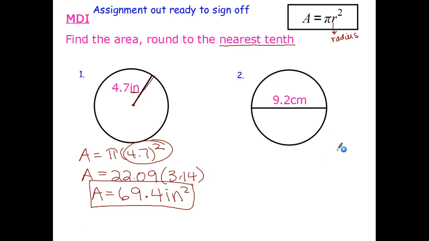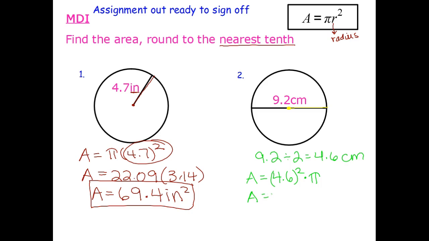On the second one, we have to be really careful because this 9.2 represents the diameter, but we only want the radius. So in order to find the radius, the first thing we have to do is take the diameter, 9.2, divided by 2, which is equal to 4.6 centimeters. Once we know that, we can substitute it in for the radius. So we can do 4.6 squared times pi.